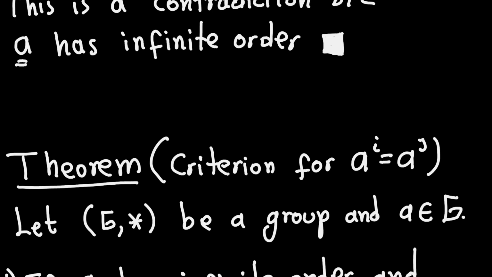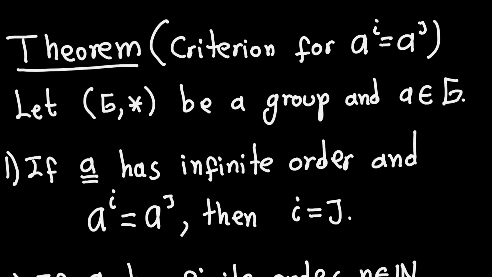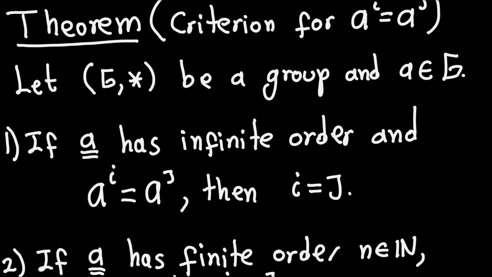result, which is basically the criterion to check when an I power of A and a J power of A are the same. So this is the main goal of the lecture. All right, so let's look at what the statement of the theorem is.